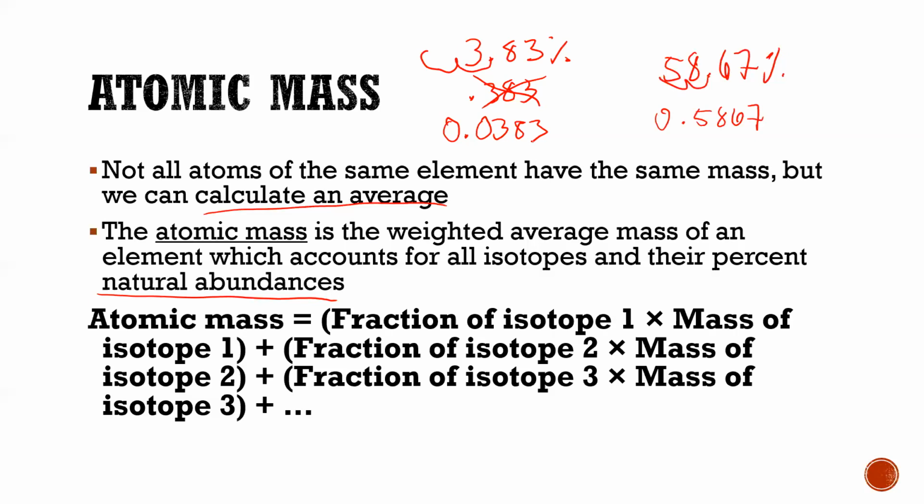So again, to get the average atomic mass, you take the relative abundance, convert it into a ratio, a decimal, and multiply it by the mass of that particular isotope. If there are 2 isotopes, you would do it twice. If there were 3, you would do it 3 times. And if there were 4, you would do it 4 times.